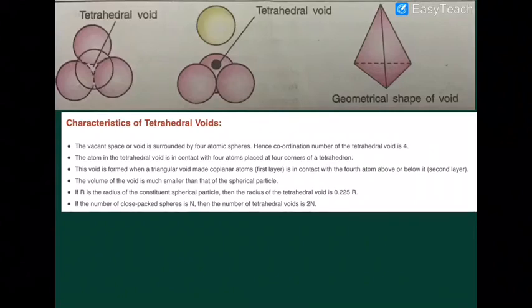Today we will discuss the radius ratio rule in case of tetrahedral void and in case of octahedral void. Let's move forward and recall what we have learned till now.